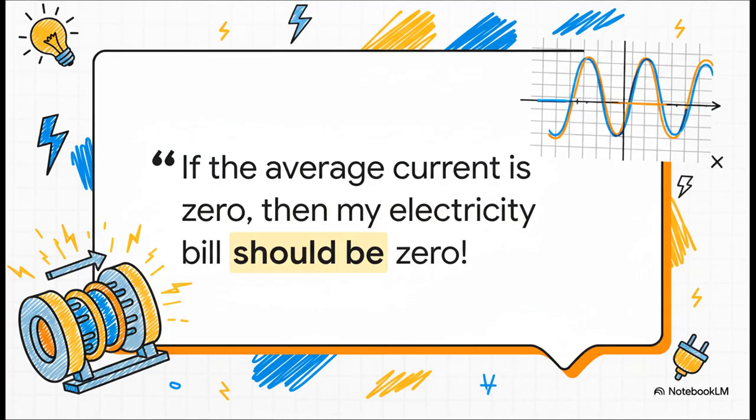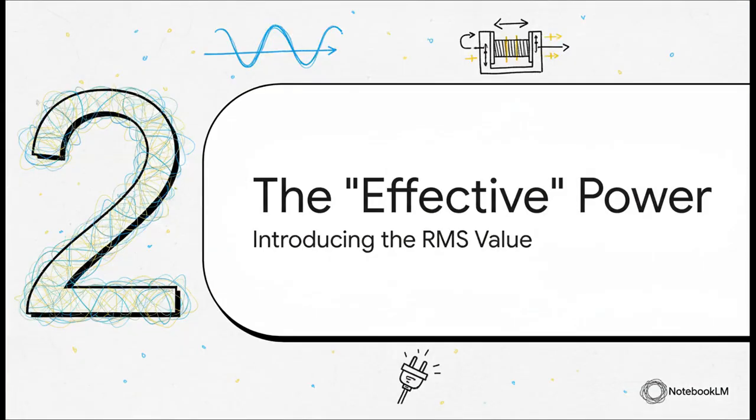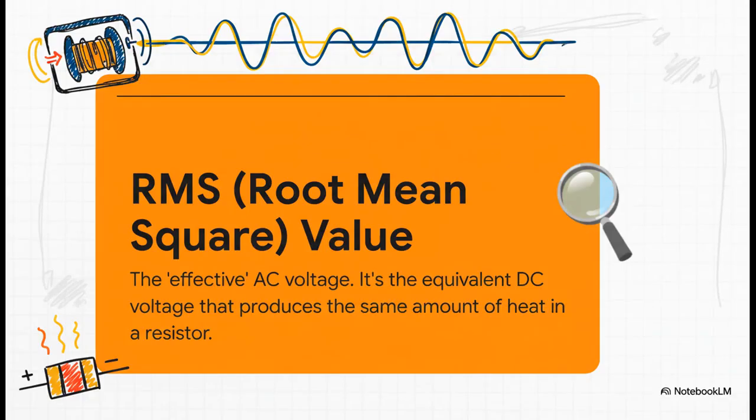We need a smarter way to measure it. And that smarter way, well, it's the hero of our story today. It's a special kind of average that completely solves that zero problem and gives us a real, useful number for AC power. It's called the RMS value, which stands for root mean square. The best way to think about it is this. RMS measures what the AC voltage actually does. It tells you its effective power. It answers the question, if I wanted to get the same amount of heat or light using DC power, what voltage would I need? It's all about the equivalent power.